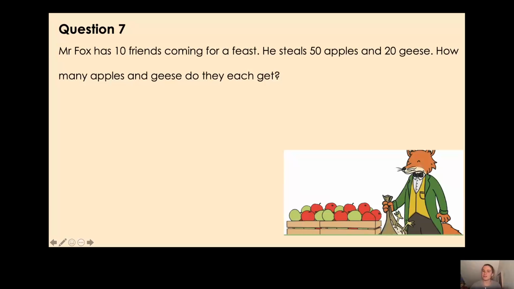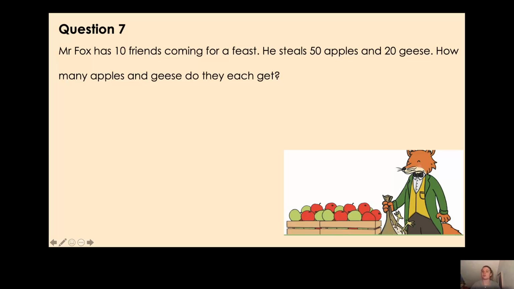So Mr. Fox has 10 friends coming for a feast. He steals 50 apples and 20 geese. How many apples and geese do they each get? Okay, so he's got 10 friends coming and he steals 50 apples and 20 geese. How many apples and geese do each of the people coming to his feast get? Pause the video now and have a go. Okay, so let's have a look at this together.